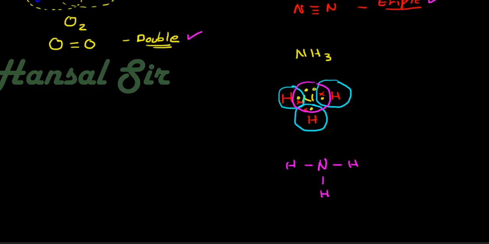Now this is not a triple covalent bond. Make sure we understand this. This is 3 single covalent bonds. This is not a triple covalent bond because all the bonds over here, nitrogen and hydrogen, are a single pair. They're only sharing 1 pair of electrons. Here also they're sharing 1 pair of electrons. Here also they're sharing 1 pair of electrons. So we call it 3 single covalent bonds.